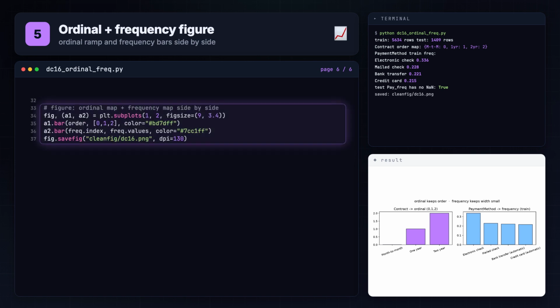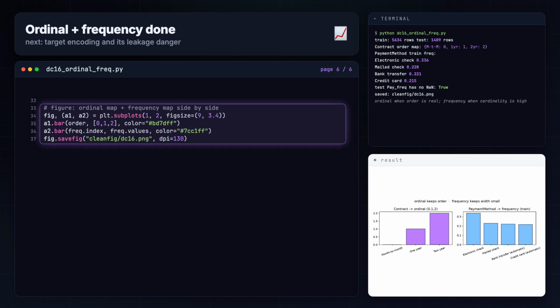The figure puts the two encodings side by side, the contract ordinal map 0, 1, 2 and the payment method frequency map, the four bars summing to 1 on train. So, ordinal when order is real and you assign it deliberately, frequency when cardinality would blow up your width, both learned on train, applied to test.